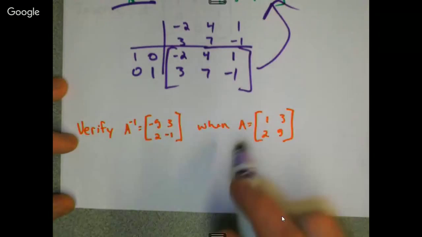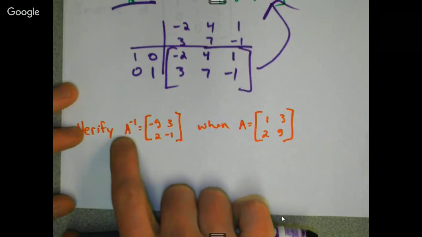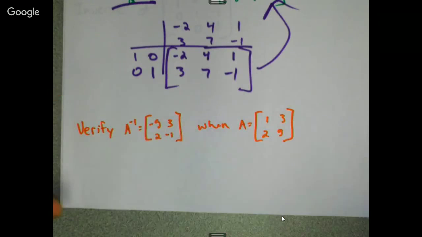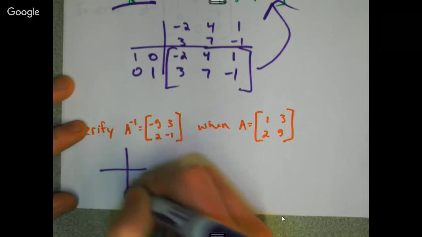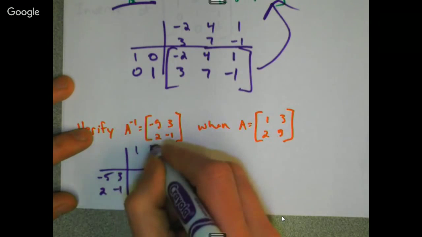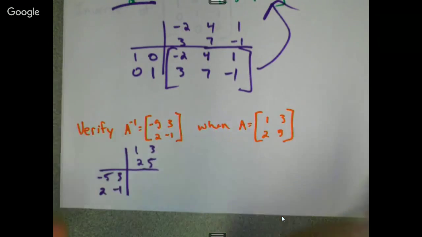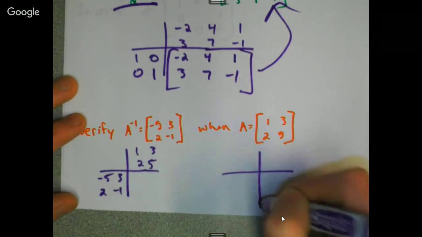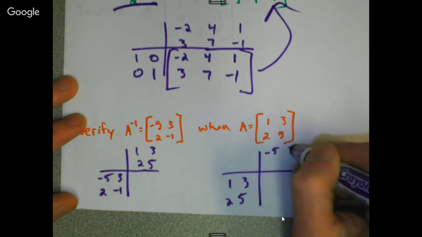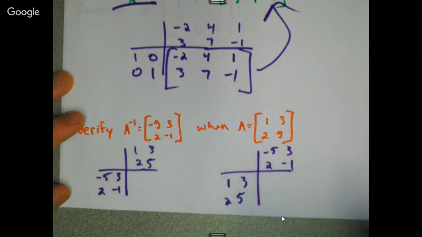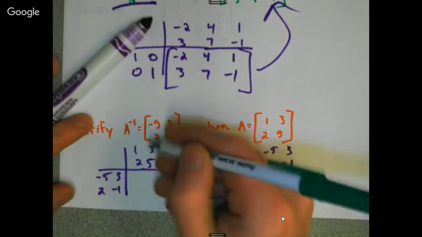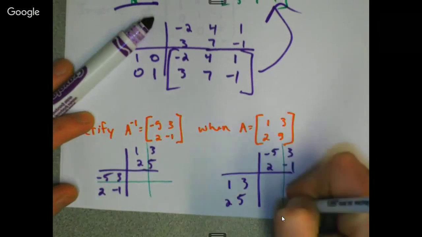Okay, so here it says verify that the A inverse is this. It just says verify that these two are inverses. So we're going to take -5, 3, 2, -1, and 1, 3, 2, 5. But we also need to go the other way around. Remember, matrix multiplication is not the same both directions. It can differ. All right, so when I multiply this, I'm going to switch to a pen here.